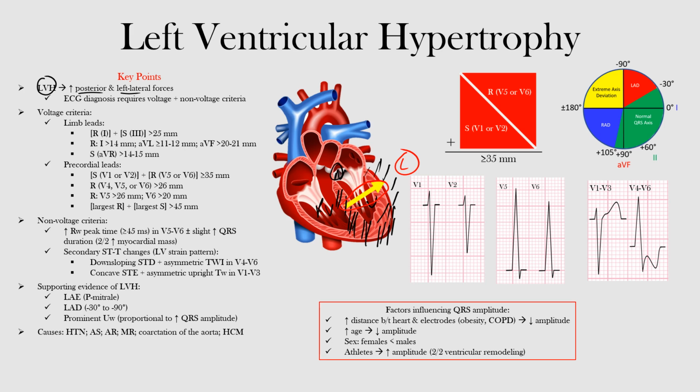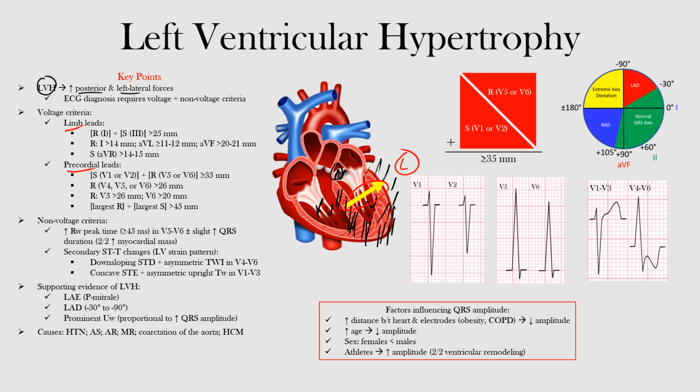Now let's go through the EKG criteria here in our chart. But first, it should be noted that the EKG diagnosis requires both the voltage and non-voltage criteria. The voltage criteria have to do with the voltage or the amplitude of the QRS complexes, while the non-voltage criteria have to do with everything other than the amplitude changes, such as the ST segment and T wave changes. We're going to start with the voltage criteria, then we'll move to the non-voltage criteria, and we'll separate the voltage criteria into the limb and the precordial leads.